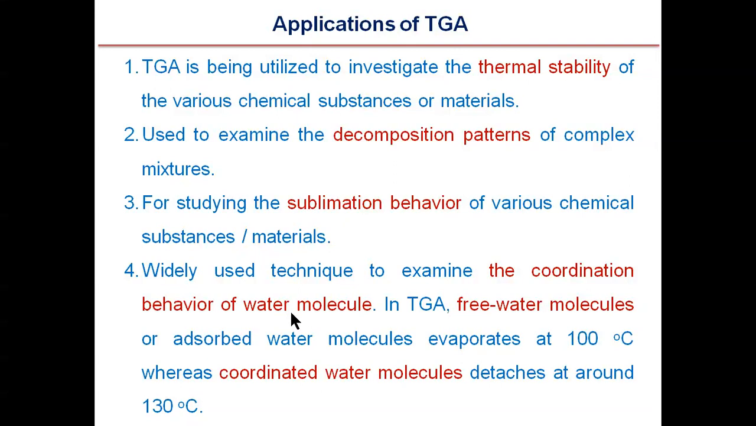Let us look at some of the applications of thermogravimetric analysis, that is TGA. TGA is utilized to investigate the thermal stability of various chemical substances or materials. The second one is that it is also used to examine the decomposition pattern of complex materials. The sublimation behavior of various chemical substances or materials is also investigated by using TGA.